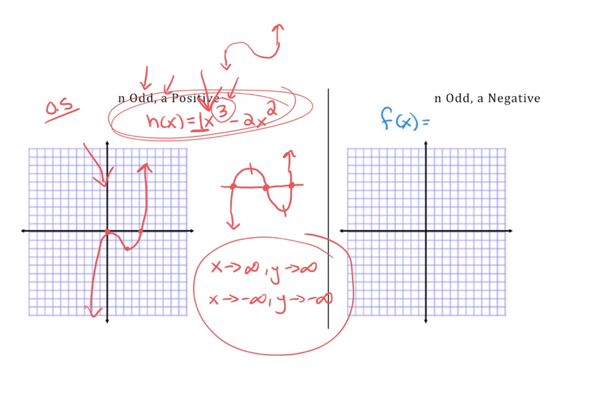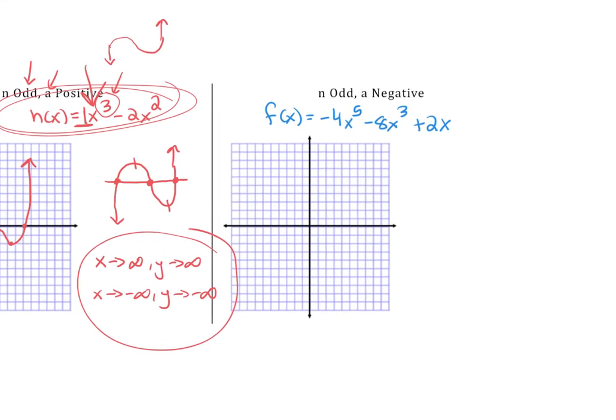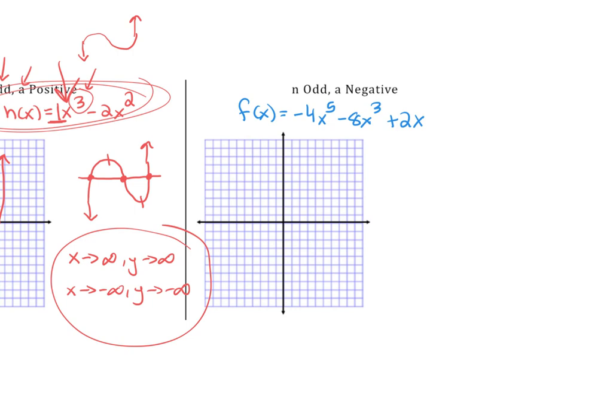All right, last example. F of x equals negative 4x to the fifth minus 8x to the third plus 2x. All right, odd exponent, a negative coefficient. So this time, the directions of the end behavior are going to be like this. And then there can be a lot that happens in between. Hypothetical x-axis, I'm going to start and end in these directions.